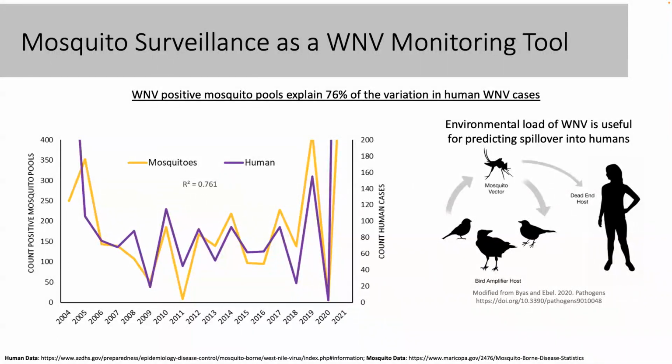cases align pretty closely, where West Nile virus positive mosquito pools explain 76% of the variation observed within the human cases. And so we can use mosquito surveillance as a way to monitor environmental load of West Nile virus, and it can be used as a predicting tool for spillover into human populations.